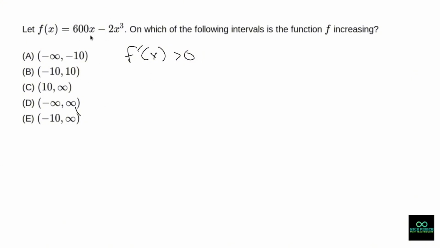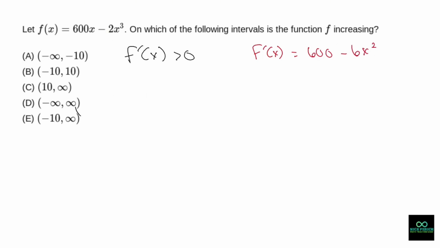Step number one, take the derivative, set it equal to 0, and find the critical points. Step 2, use those critical points and make a sign table. And step 3, plug in some points to find out where things are going to be positive or negative. So let's find our critical points by taking the derivative. f prime of x. Power rule, power rule. The derivative of 600x is 600, easy peasy. Minus the derivative of 2x cubed, which is 6x squared.